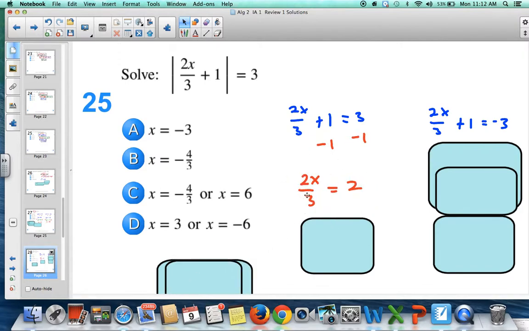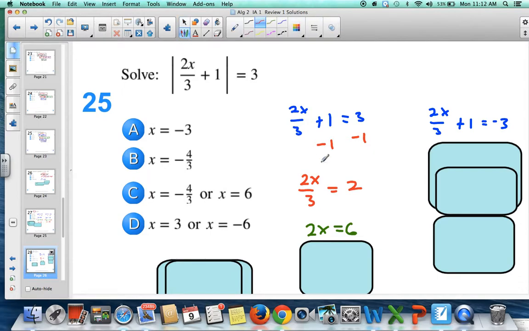Now what I like to do, you can do it all at once, but generally we can multiply both sides by 3. So if I just say times 3, these are going to cancel, and I have 2x equals 6. Now I divide by 2, and I get x equals 3.